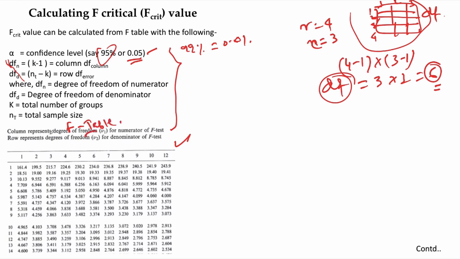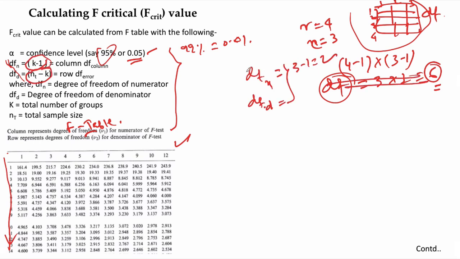Now you understand how this F table is interpreted or used. The column represents the degree of freedom V1, and the row represents the degree of freedom V2 for the denominator in the F test. Now I need to calculate the degree of freedom of the numerator and the degree of freedom of the denominator. The degree of freedom of the numerator is k minus 1, which is column minus 1 in this case. There are a total of 3 columns and 4 rows, so 3 minus 1 equals 2. And the degree of freedom of the denominator is denoted by nt minus k.